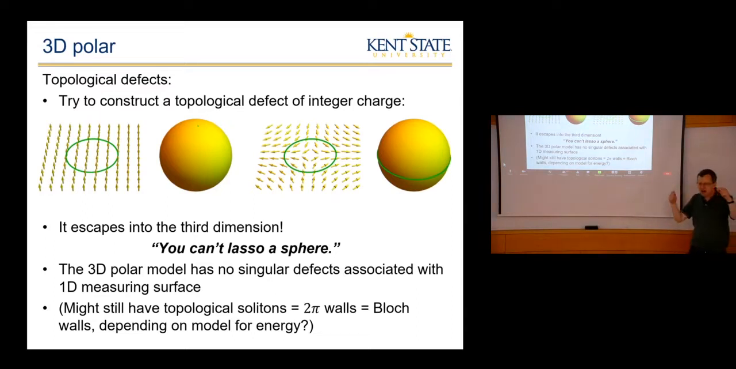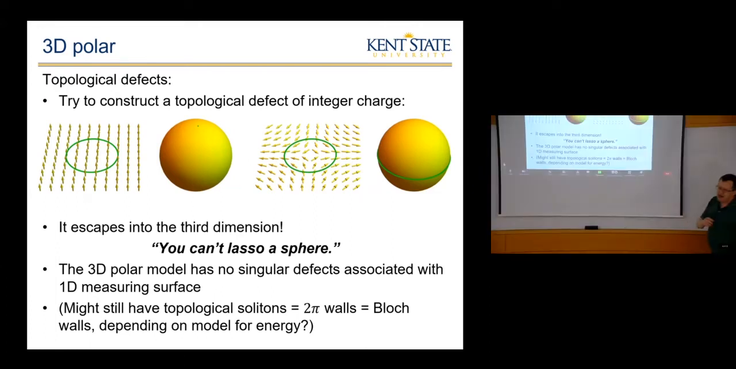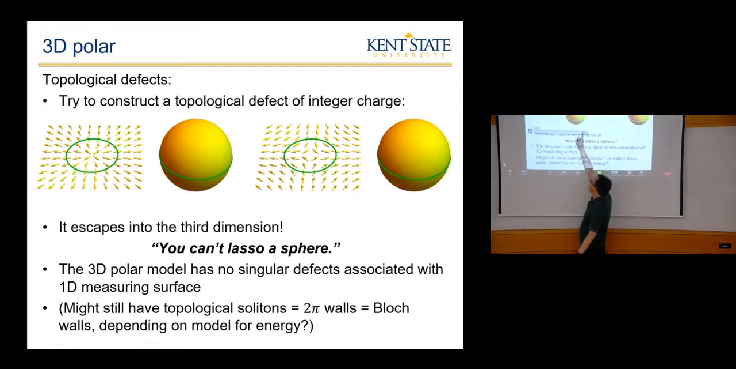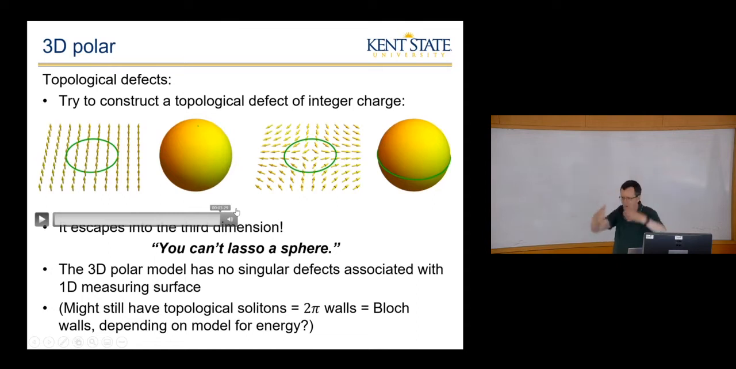A lasso is something that cowboys use, right? It's a rope with a loop of rope at the end. And cowboys know how to throw it so that the loop goes around the cow's neck and then they can pull it. Pulls the cow somewhere, right? Okay, so suppose you try to make a defect which lassos the sphere, okay? So that my loop going around here is going to be something that can't shrink on the sphere. But no, you can't lasso a sphere, because as you try to pull the lasso tighter, it's just going to shrink down to the point, fall right off the sphere.